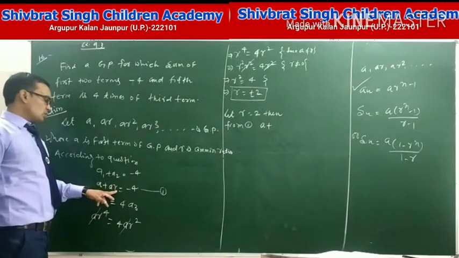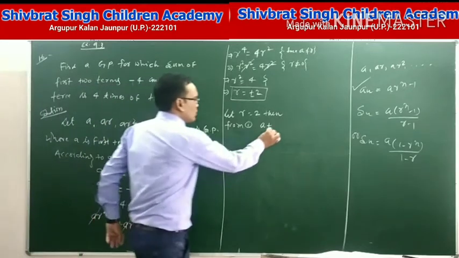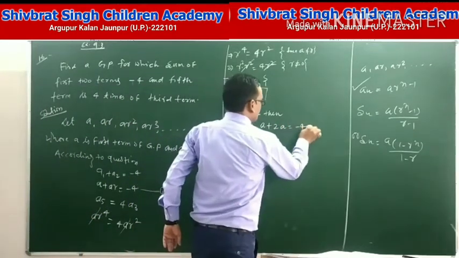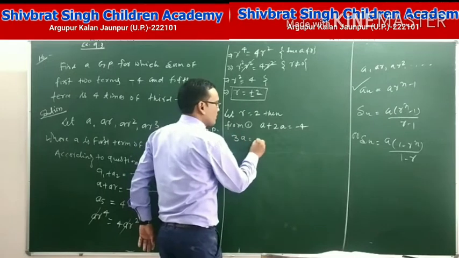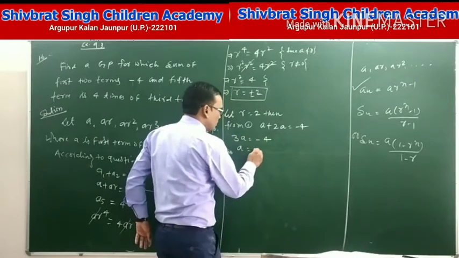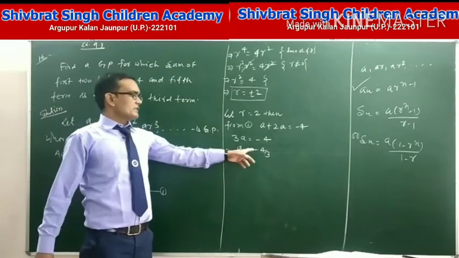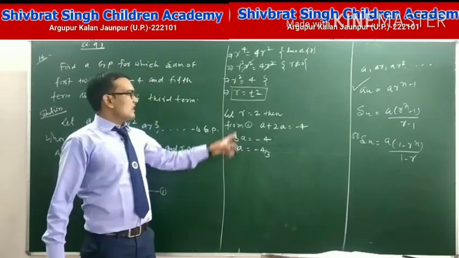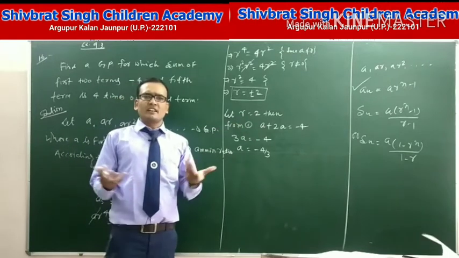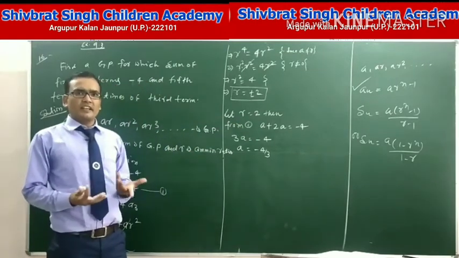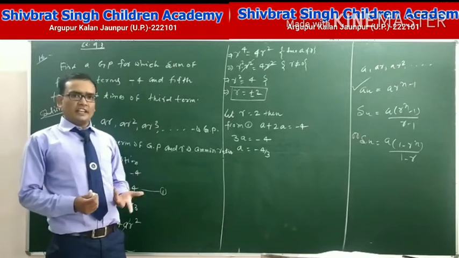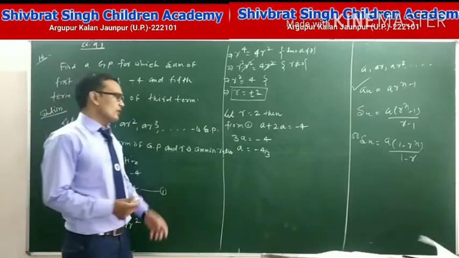Value of r equal to 2. Then 2a is equal to minus 4. That means 3a equal to minus 4, so a equal to minus 4 by 3. Here the first term is minus 4 by 3 and r is 2. Then we make the GP: a, ar, ar square, and so on.